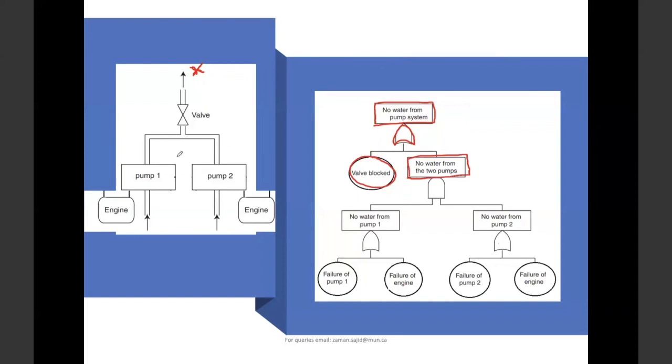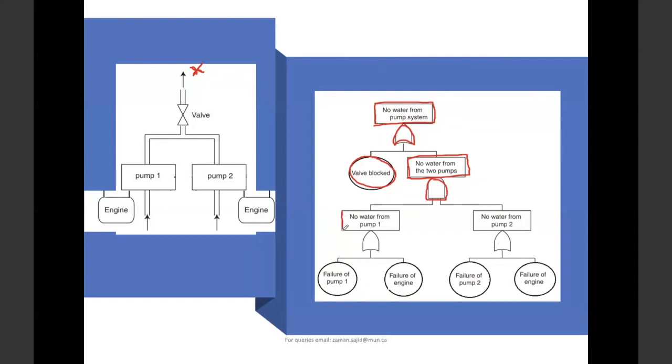So when I look at my problem, no water from two pumps, these were working in a parallel system. So this means water should be stopped from both of the pumps. So that's what comes as my two events here, no water from pump one and no water from pump two. And because I'm saying AND here, this is my AND gate.